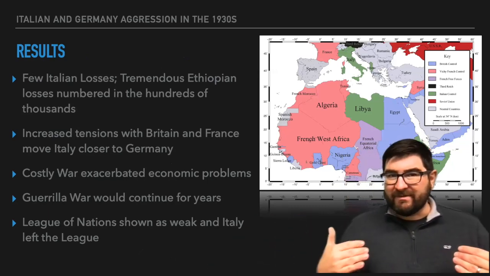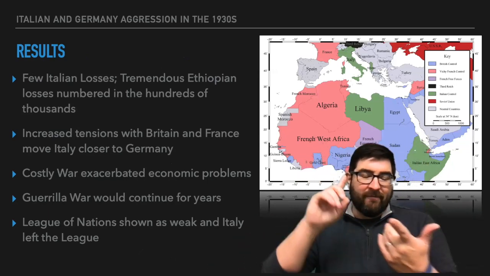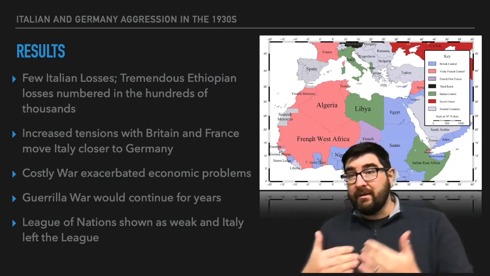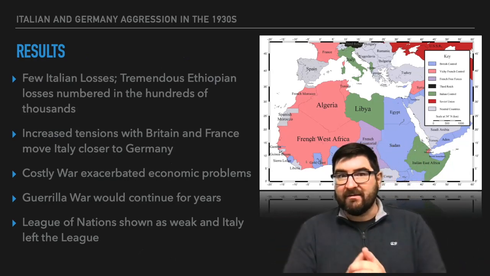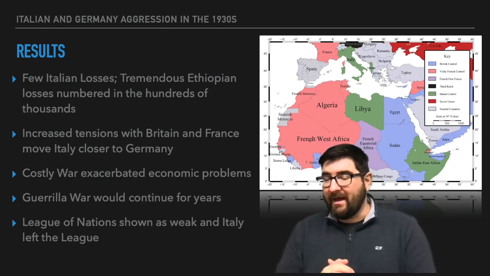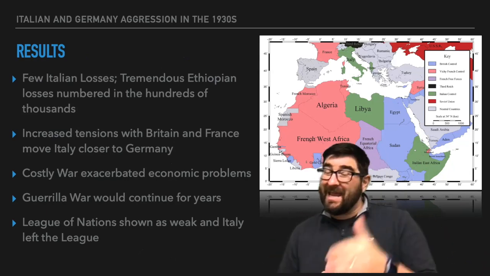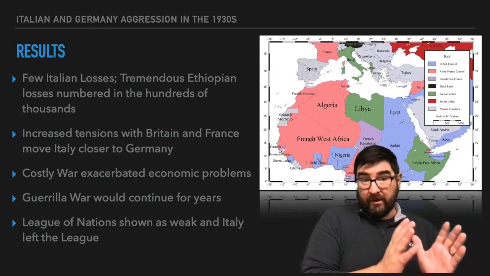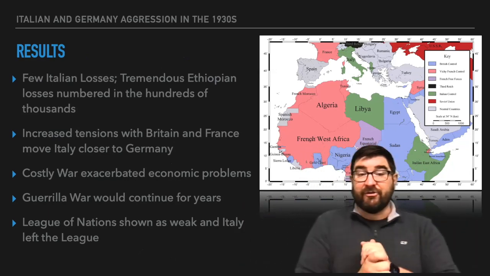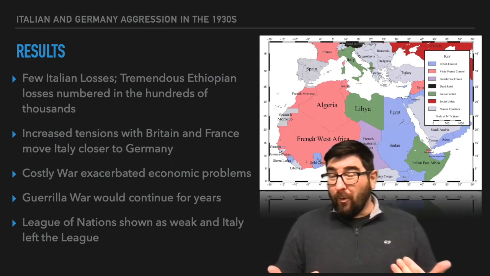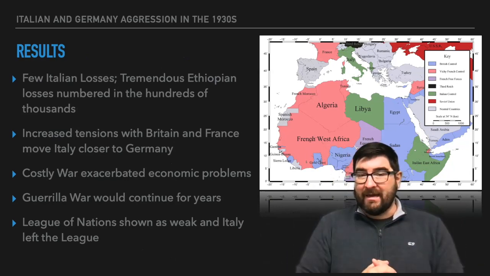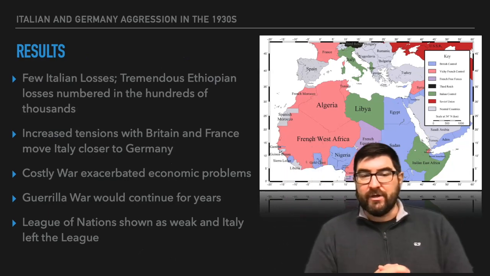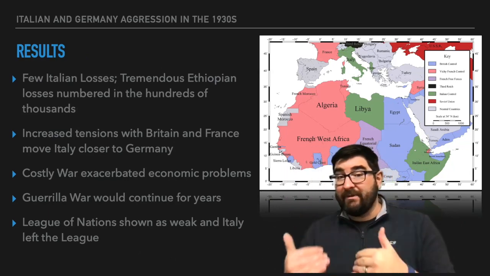Now, the results of this Abyssinian invasion are many. There are few Italian losses, but tremendous Ethiopian losses, including the use by Mussolini of poison gases against Ethiopian civilians dropped from Italian airplanes. This is going to increase tensions between Italy and Britain and France, which is going to push Italy to a closer relationship with Germany. It's a costly war that actually exacerbates economic problems for Italy, and there's going to be guerrilla conflicts continuing for years to come in Abyssinia.